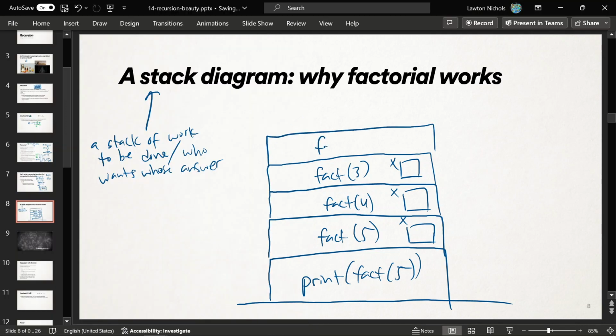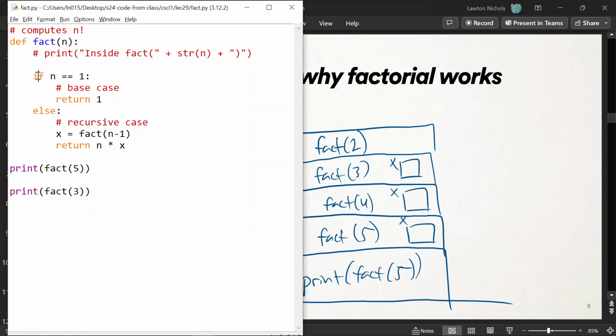Fact of 2 now. So there's 4 versions of the function that are all running at once. Just the person on top is who's in charge. Everybody below is waiting on the person above it. So fact of 2 is here. Like, all right, we jump here. 2 is not 1. And so fact of 2, again, is going to try to make an x variable to hold fact of 1, because it needs the answer for 1 factorial before it knows the final answer for 2 factorial. That's what the recursive rule requires.